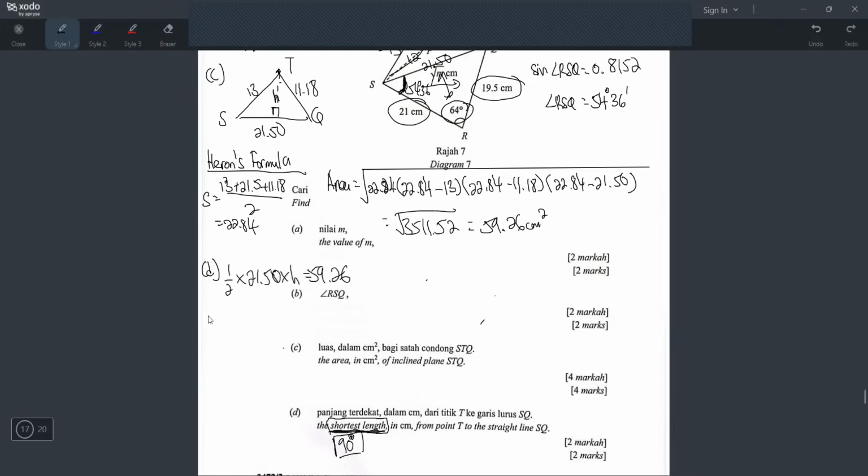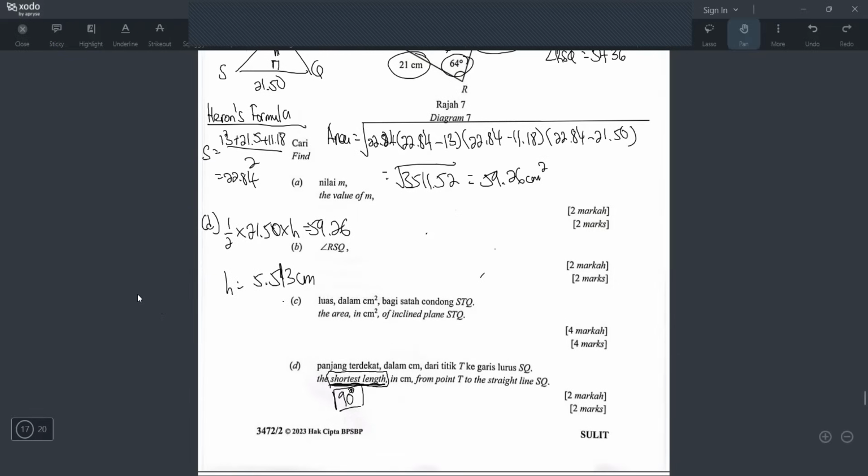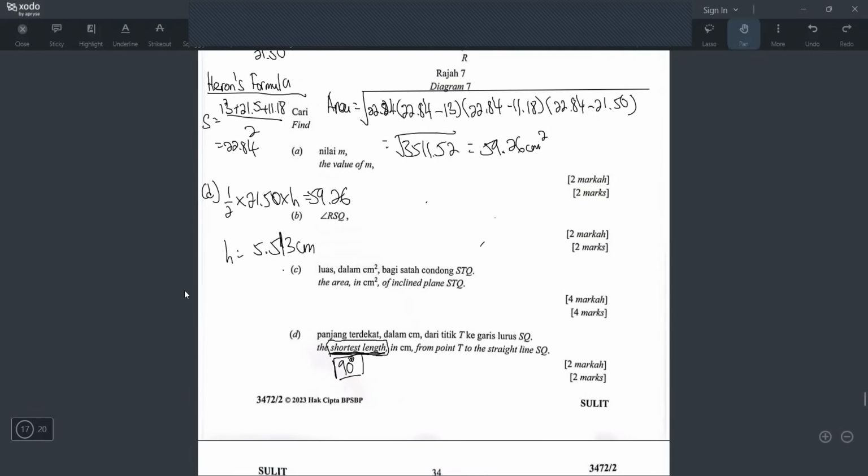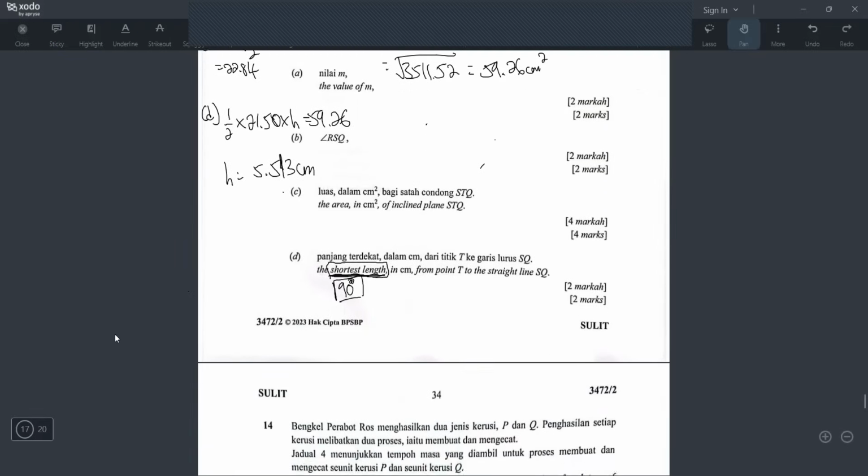And now you can get the answer already. 59.26 times 2 and then divide 21.50. My calculator gives me 5.5125, so 5.513. And then the unit is cm. So remember, for shortest length, shortest distance, if it's a solution of triangle question, and if you see the word shortest length, shortest distance, you must use the 1/2 times base times height formula. Right, means you will use area to solve.